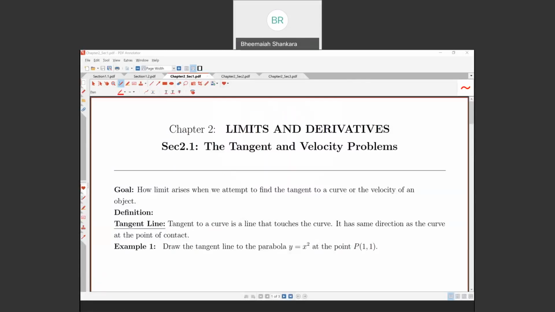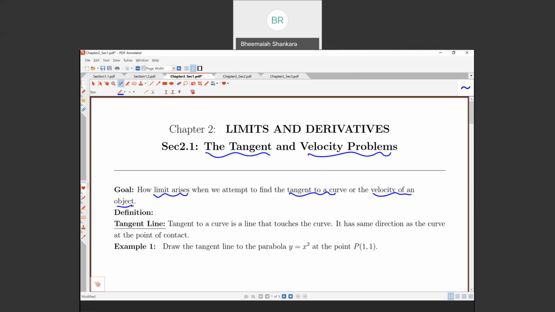We're going to start with chapter 2 today. We will learn about the limits and the derivatives. Section 2.1, the tangent and the velocity problems. So our goal in this section is how does the limit arise when we attempt to find the tangent to a curve or the velocity of an object.